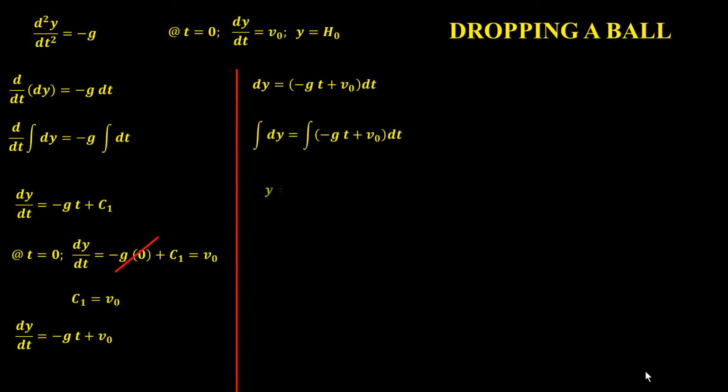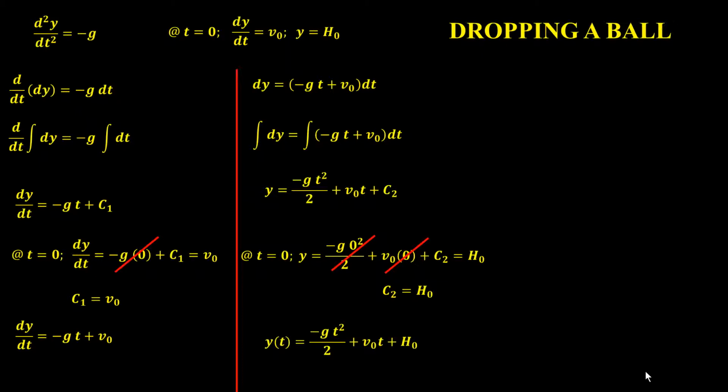So then you do separation of variables and you integrate again, and you get y equals that. And then to solve for the constant, you know at time equals 0, y equals h0. So then you plug 0 in for the time and you get c2 equals h0. And then your position function is this, which is a parabola.